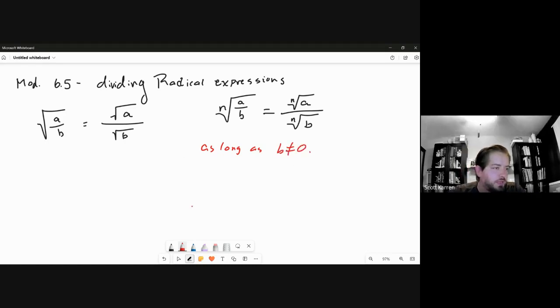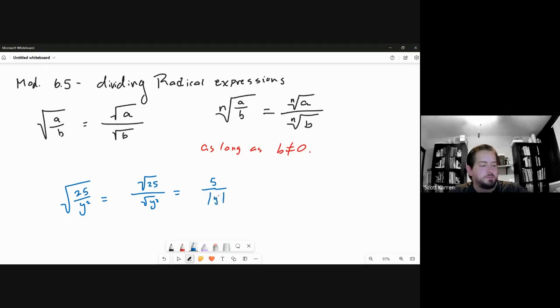So if I have an expression, and again, we saw some of this before, so this may be a recap. But if I have something like, say, the square root of 25 over y squared, I can treat this as the square root of 25 divided by the square root of y squared. And that simplifies down to 5 over the absolute value of y, right?